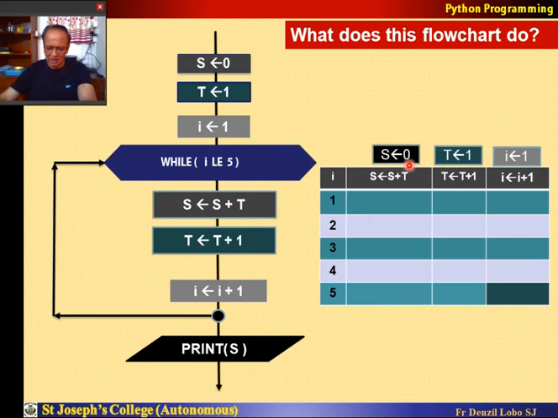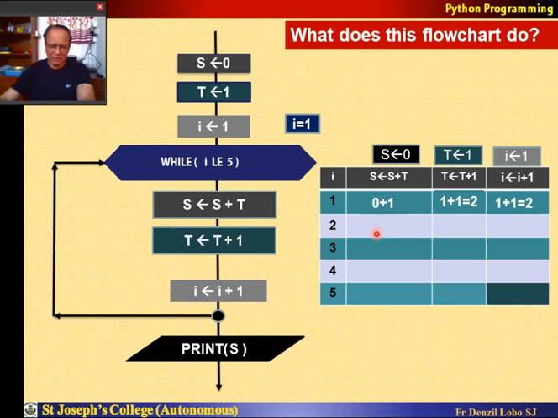So let us see, I'll do the first one. S is equal to 0, T is equal to 1, I is equal to 1. So S is equal to S plus T. That is, T value is 1, therefore it is going to add 1 to that. Then T becomes 2 now. Then I also becomes 2. So I come to the second one.